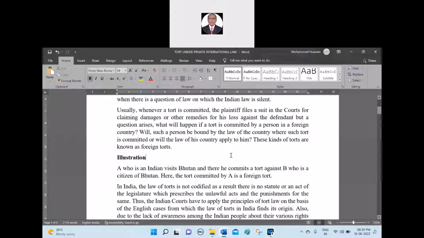So here the tort committed by A is a foreign tort. We can say it's a foreign tort because we say a foreign tort only when two countries are involved. Who committed? A committed. On whom? B. B is a Bhutan citizen and he is the victim. The wrongdoer is A. So now B, because his house is in Bhutan, will file a case in Bhutan.